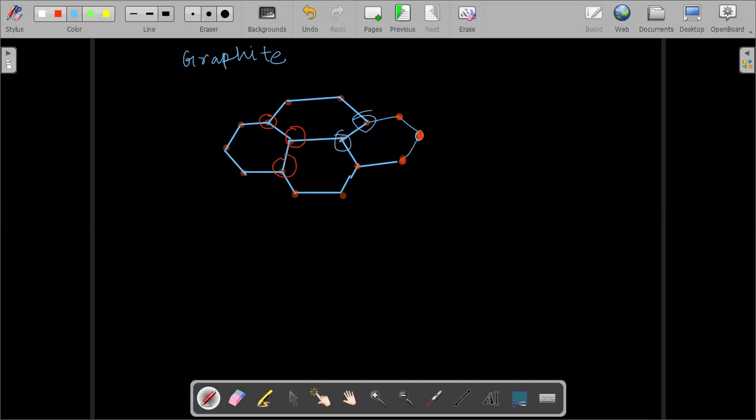Okay. So can you explain why graphite is a good conductor of electricity, but diamond is not? So in graphite, in the bond formation, there is an electron that is not participating in bond formation. So there are a number of free electrons. But in diamond, all the four electrons of carbon are used in bond formation. So free electrons are not available for the conduction of electricity.